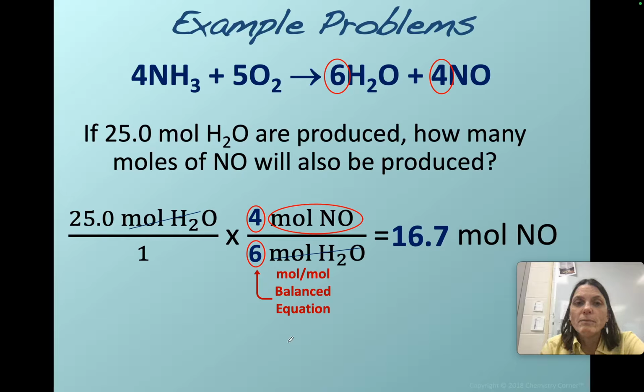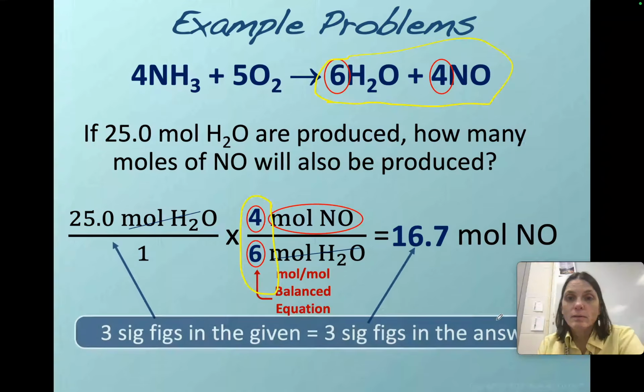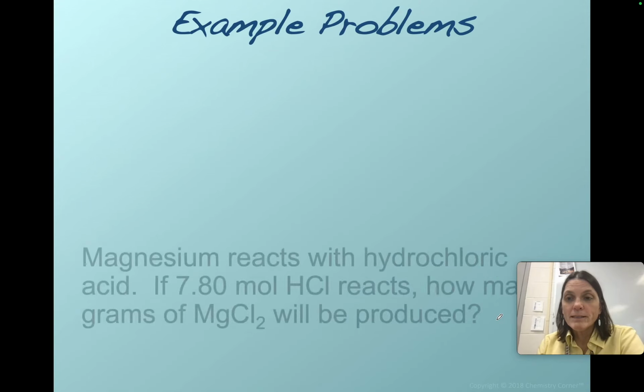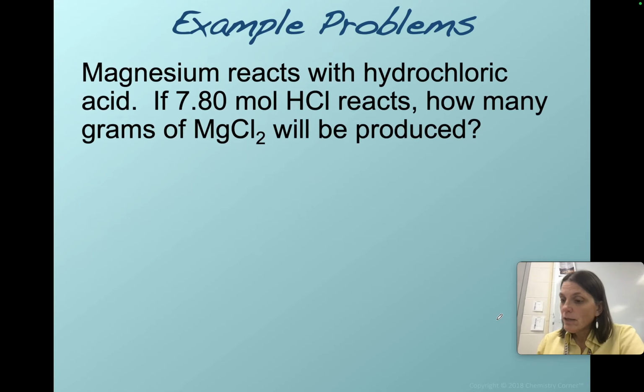The important thing to remember here is that our mole ratio comes from the balanced equation. Okay, so those numbers are coming from the coefficients in our balanced equation. So this is essentially like a conversion factor, like what we used before, molar mass or Avogadro's number. Don't worry about sig figs. Okay.